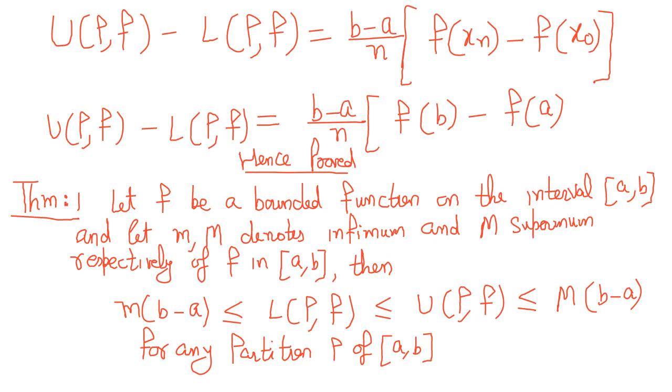So we have to show that if the function is bounded on the interval a comma b, and let small m and capital M denote the infimum, which means lower bound, and capital M denotes your upper bound, respectively, for f in interval a comma b. So we have to show this thing.